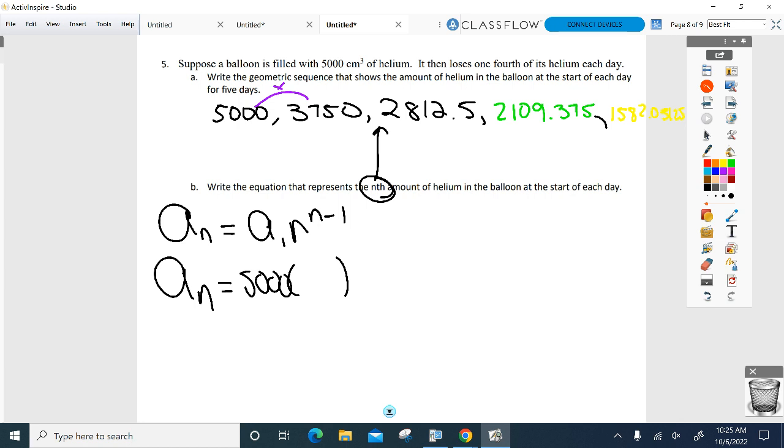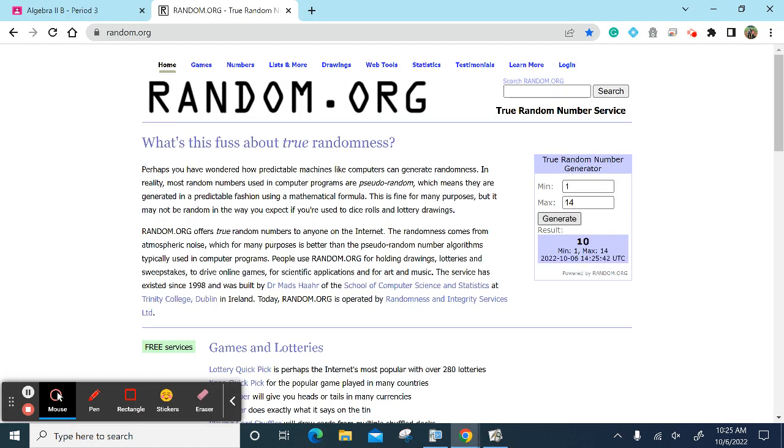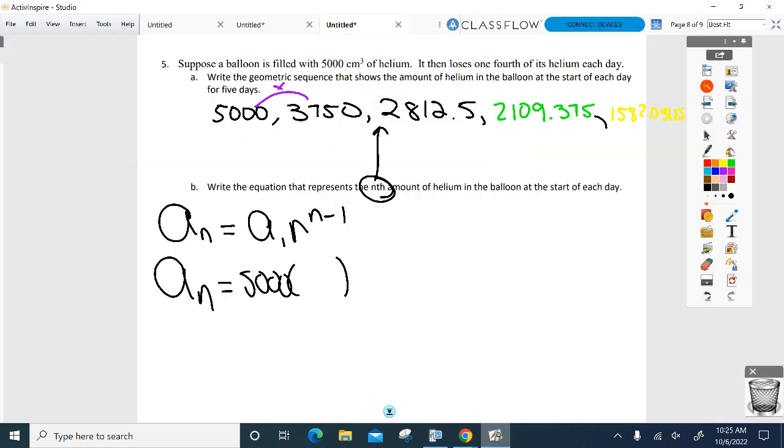Remember the trick I gave you? Take a term, divide by the previous. What are you actually multiplying by here? Not a fourth. What are we actually multiplying by? 3/4. 3/4. Yep. Hey, real quick. If I take away a fourth, 25%, how much is still left? 75%. 3/4. Yep. Raised to the n minus 1. Don't you dare multiply the 3/4 and 5,000.